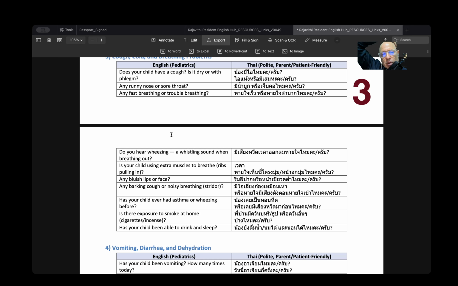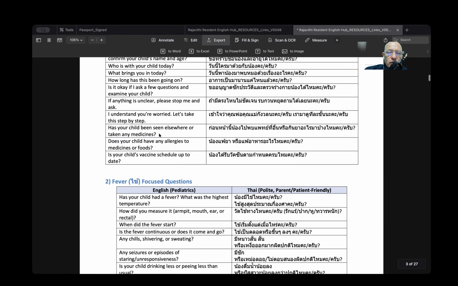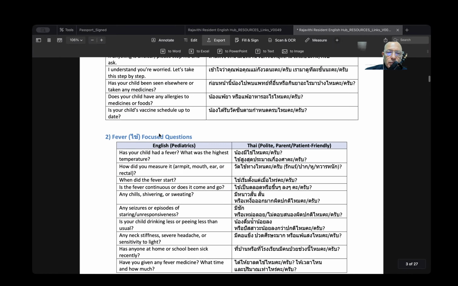And I already created a section on psychiatry, and I don't believe we have any Ratchawiti residents in psychiatry, so I created a couple of chapters here related to specialties that I think we do have at Ratchawiti, and this is pediatrics, and the other one we'll get to in a minute.